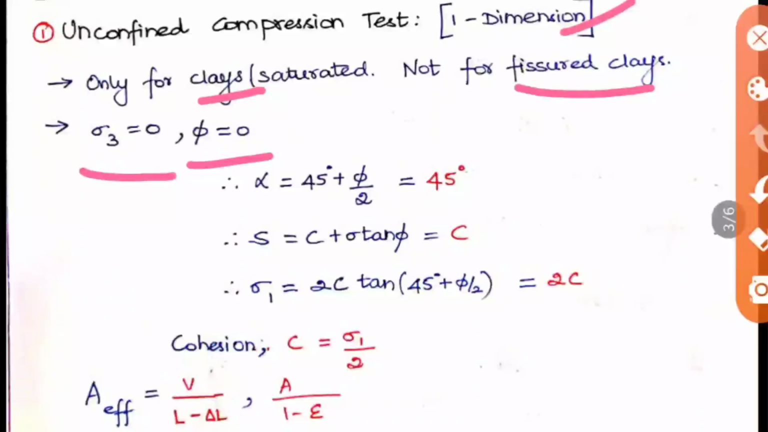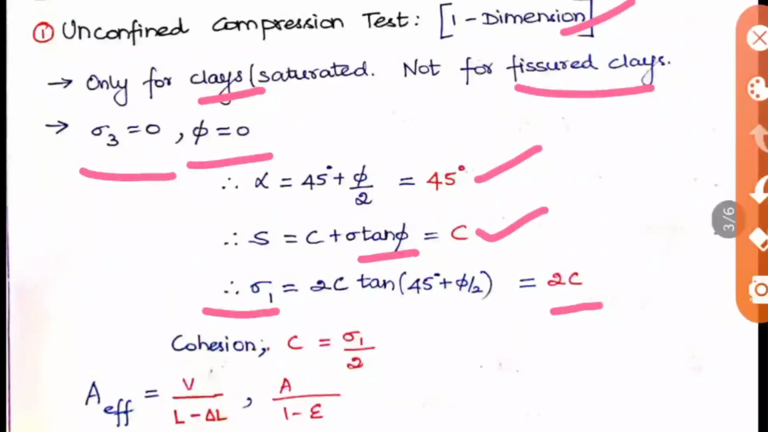So as phi is 0 here, alpha will be 45 degree and S is equal to C plus sigma tan phi. So this is, they have referred with the Coulomb's law. So this whole term will become 0 due to phi is equal to 0, tan phi is equal to 0. So you will get S is equal to C alone, and this is also the same for clay, we have already studied. And sigma 1, that is the major principal stress, is taken as 2C tan 45 degree plus phi by 2. Okay, so here phi is 0, so you will get tan 45 and tan 45 is 1. So you will get 2C as the answer.